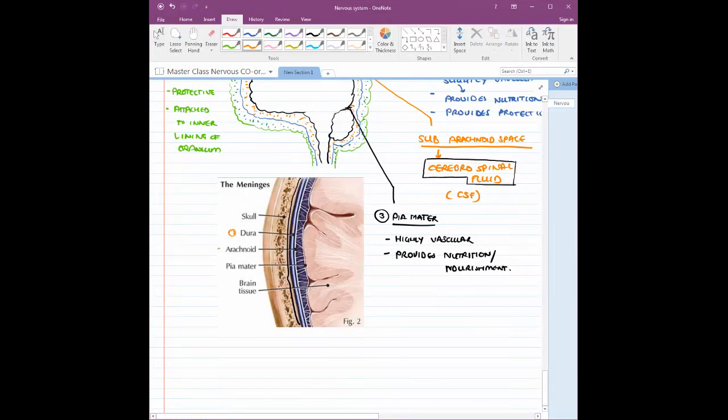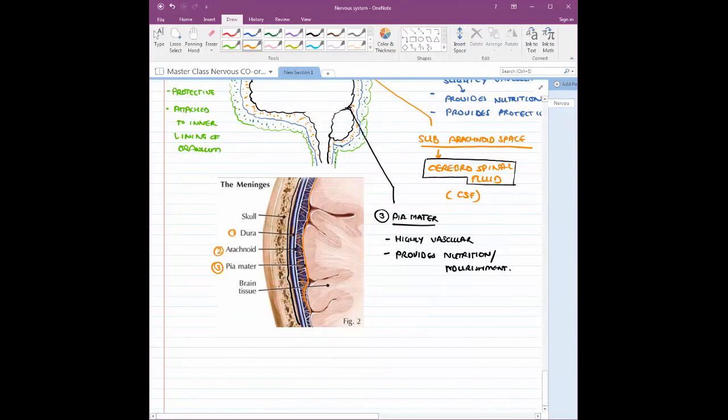Second, we have this web-like structure. Can you see this web-like structure? This is going to be your arachnoid membrane. And the third thing, which is going to be behind that, this one, is going to be your pia mater. So dura mater, arachnoid membrane, and pia mater. This is how it is going to be, guys. All right with this, fine.